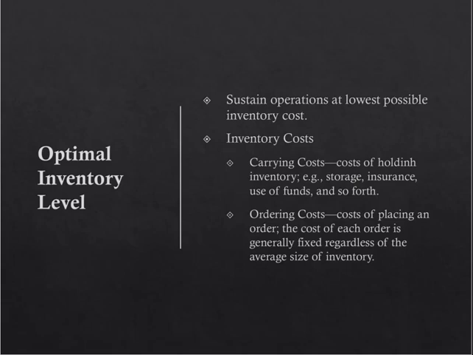Inventory has essentially a couple costs associated with it. You've got carrying costs, which is the cost of holding inventory, such as storage, insurance, use of funds that are just sitting there tied up in inventory on the shelf. You've got ordering costs, which is the cost of placing an order, and the cost of each order is generally fixed regardless of the size of the inventory. It takes a certain amount of time for your purchasing department to put a purchase order out, send out the order, receive the order, inspect the inventory. The other thing that isn't noted here is the cost of obsolescence. So over time, inventory can become obsolete or spoil, and so that's a cost associated with carrying inventory as well.